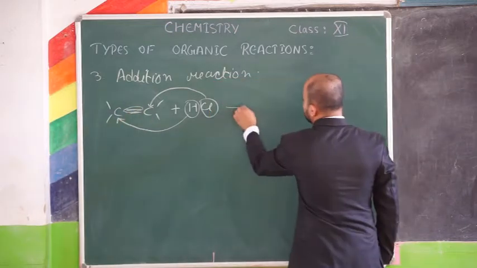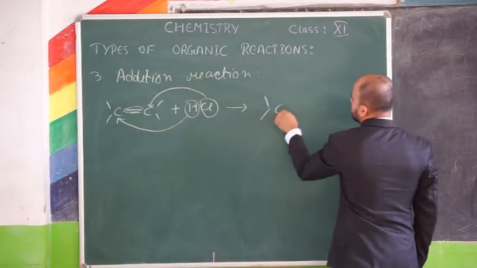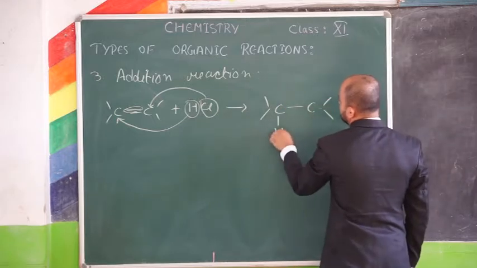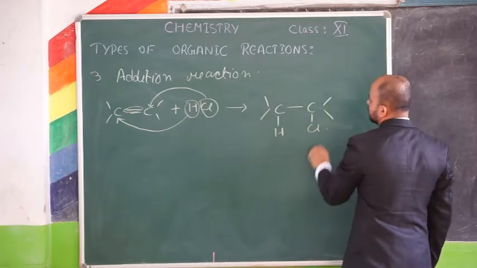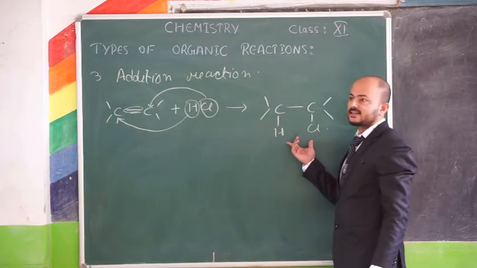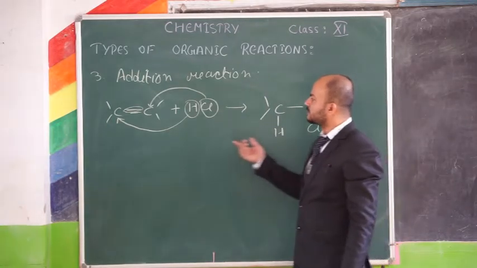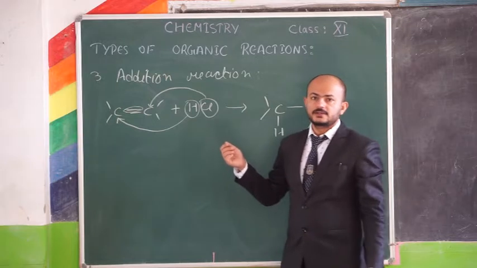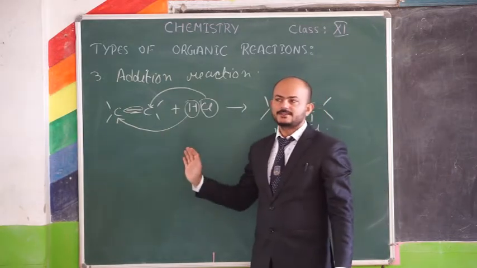That means you get a saturated compound in case of addition reaction. So suppose hydrogen here and chlorine here. This product is the addition product that we obtain after this alkene reacts with HCl. So this is very simple.